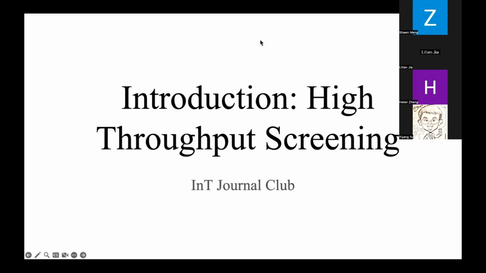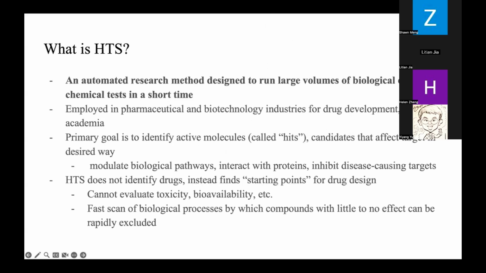So today I'm going to give a quick introduction on high throughput screening. So first, what is HTS? HTS is basically an automated research method designed to run large volumes of biological or chemical tests in a short time. It's often employed in pharmaceutical and biotechnology industries for drug development and also in academia for research purposes.